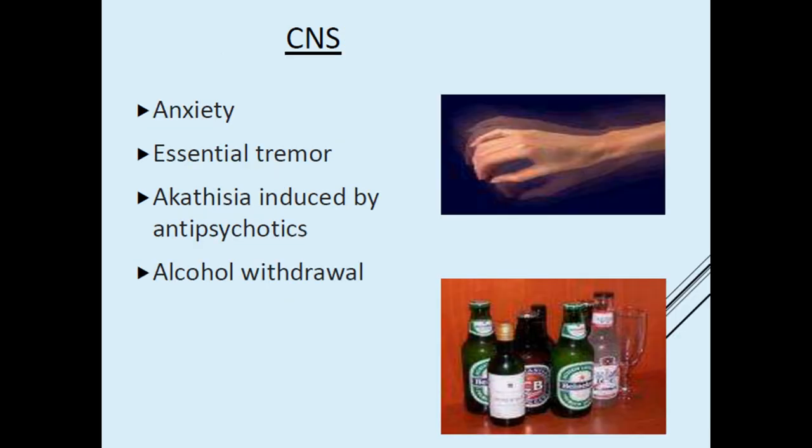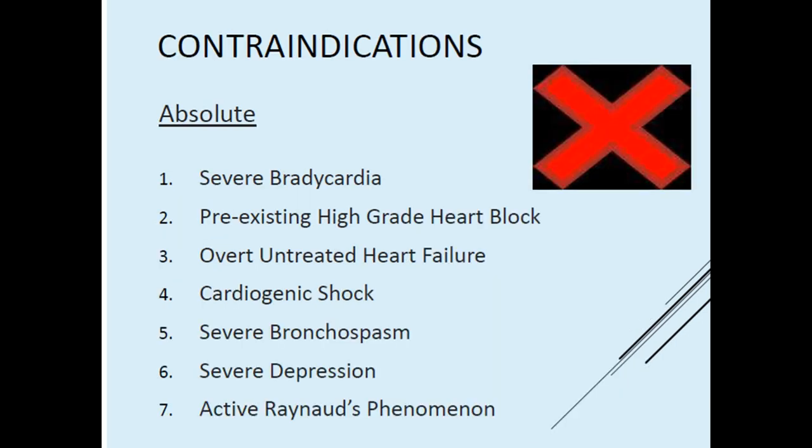In the CNS, we sometimes use this beta adrenergic antagonist for anxiety, essential tremor, akathisia induced by antipsychotic drugs, and alcohol withdrawal. Contraindications: if the patient is suffering from severe bradycardia, pre-existing high-grade heart block, overt untreated heart failure, cardiogenic shock, severe bronchospasm, severe depression, and active Raynaud's phenomenon, beta adrenergic antagonists are contraindicated.